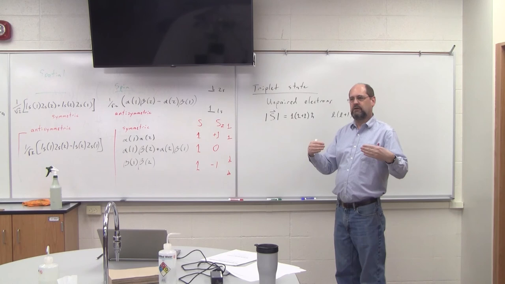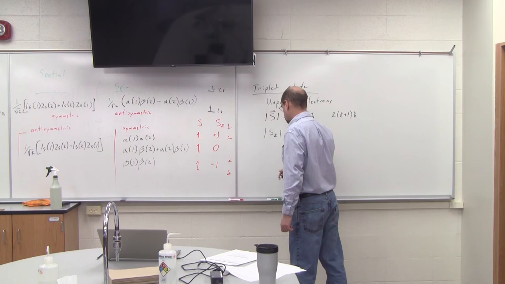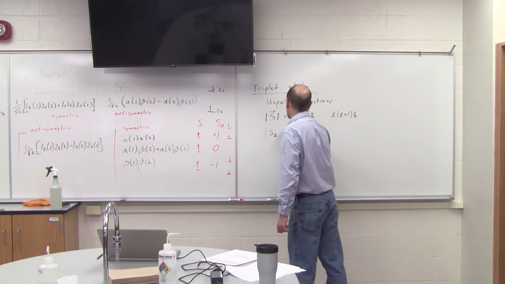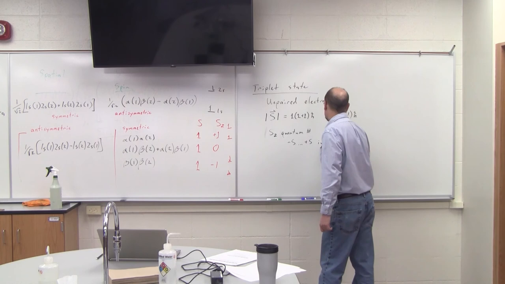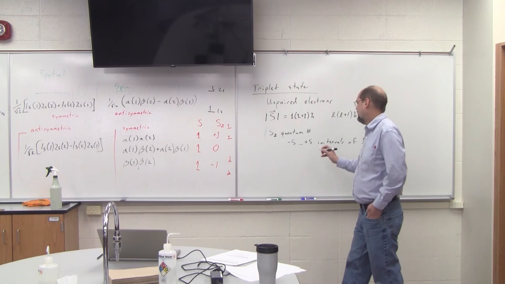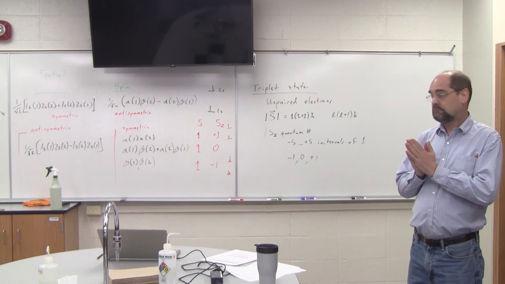SZ has the quantum number, it has values from minus S to plus S in intervals of 1. And therefore has values of minus 1, 0, plus 1. Which is why it's called a triplet state. There are three different states.